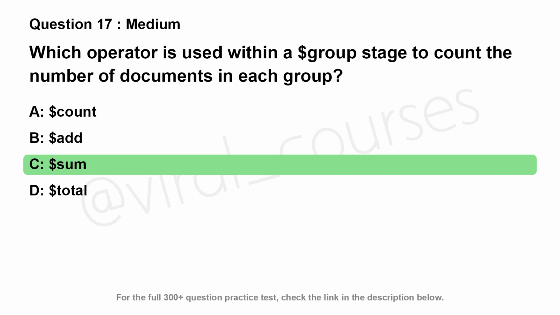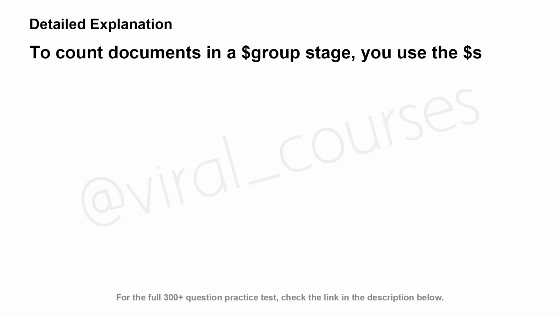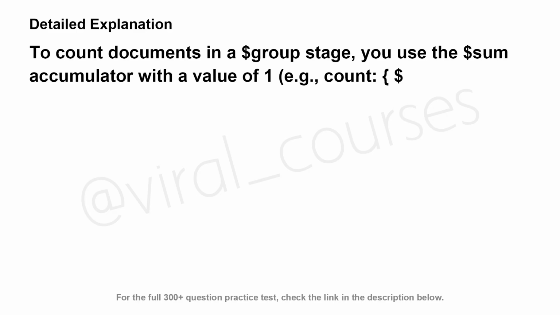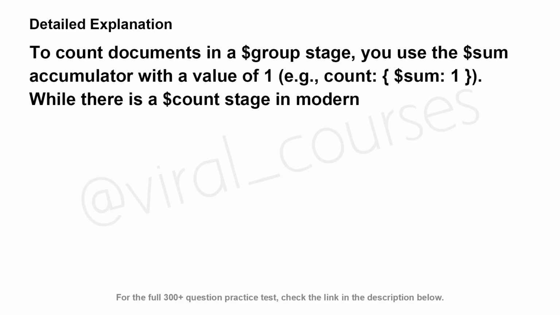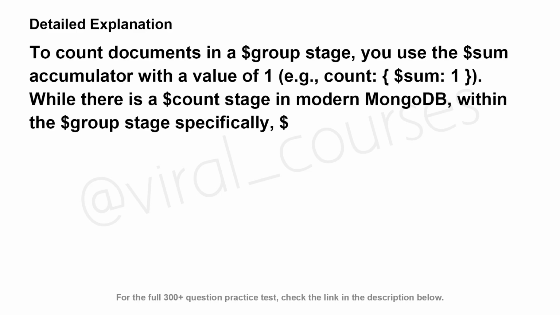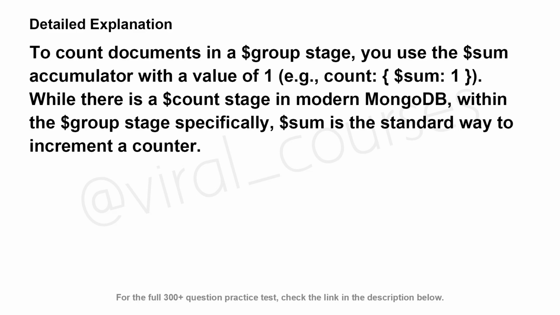The correct answer is C. To count documents in a $group stage, you use the $sum accumulator with a value of 1, e.g., count: {$sum: 1}. While there is a $count stage in modern MongoDB, within the $group stage specifically, $sum is the standard way to increment a counter.